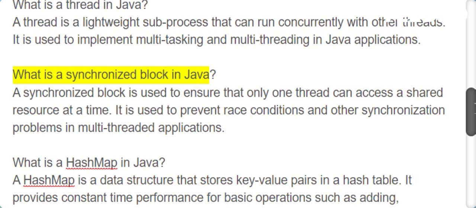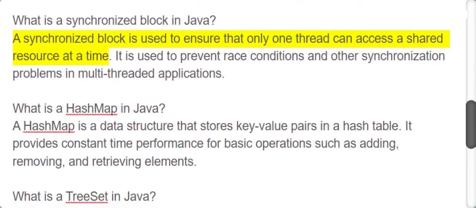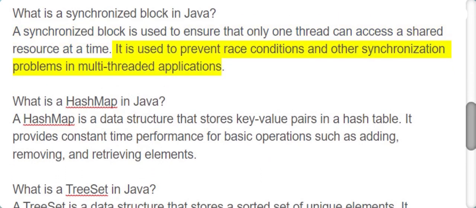What is a synchronized block in Java? A synchronized block is used to ensure that only one thread can access a shared resource at a time. It is used to prevent race conditions and other synchronization problems in multi-threaded applications.